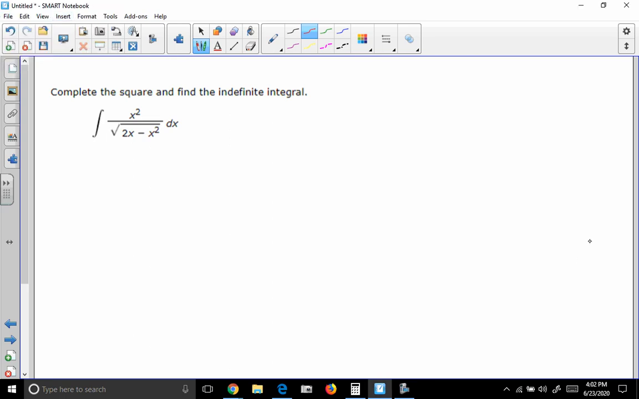Okay, so let's take a look at this one, and they give us a hint to complete the square. So if we look at the denominator, 2x minus x squared, we want to try to rewrite this as a variable squared and then a constant squared. And the variable part is going to be the one that's negative. Notice our x squared is negative. So we're going to try to put it in this format.